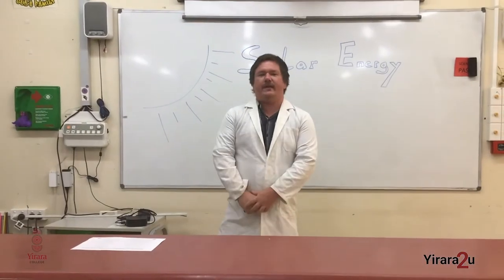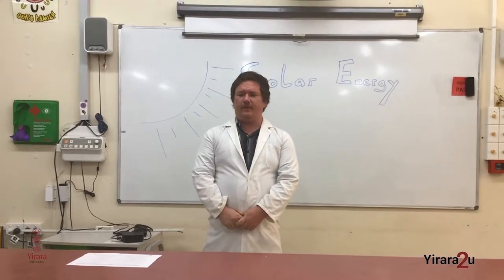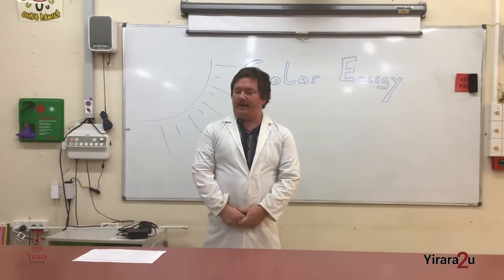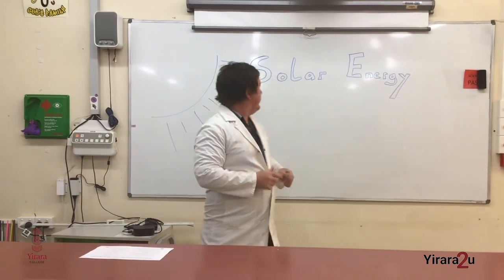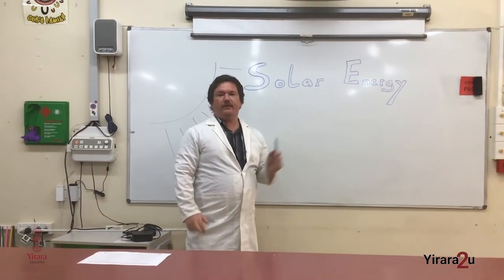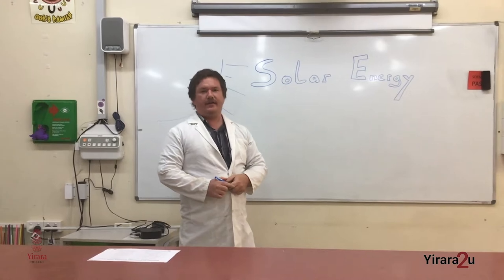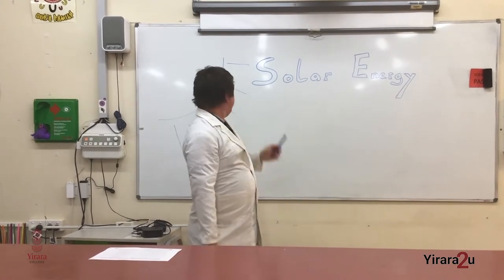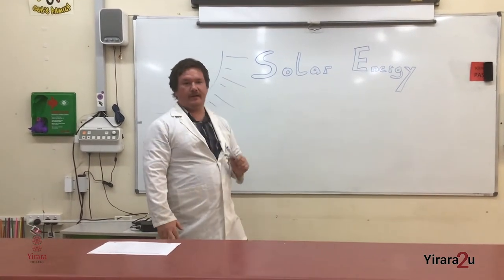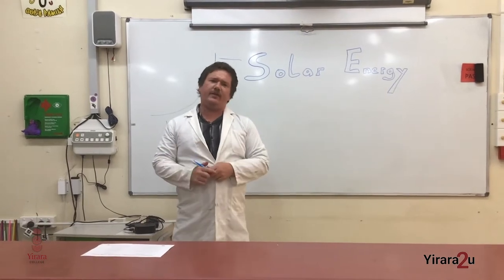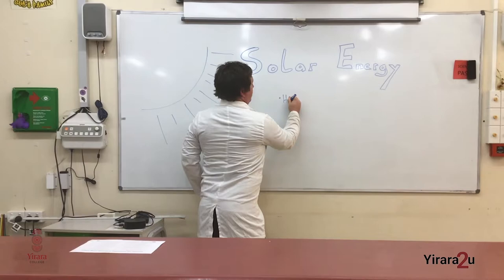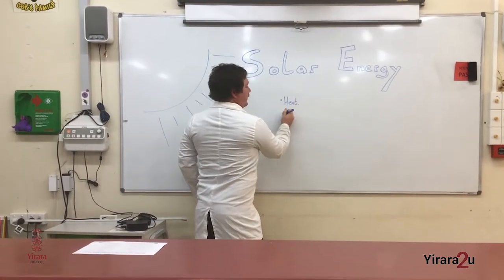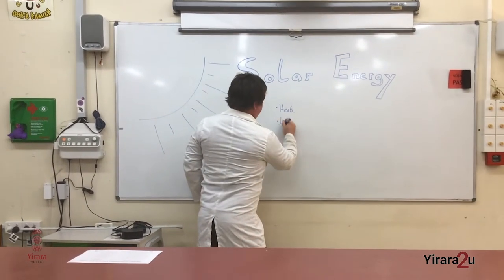Okay, so to summarize today's lesson, we looked at different forms of energy, that being renewable and non-renewable. We mainly focused on solar energy, which remember comes from the sun. So solar means energy coming from the sun. Now the solar energy can be in two different forms. It can be in heat, and it can also be in light energy.